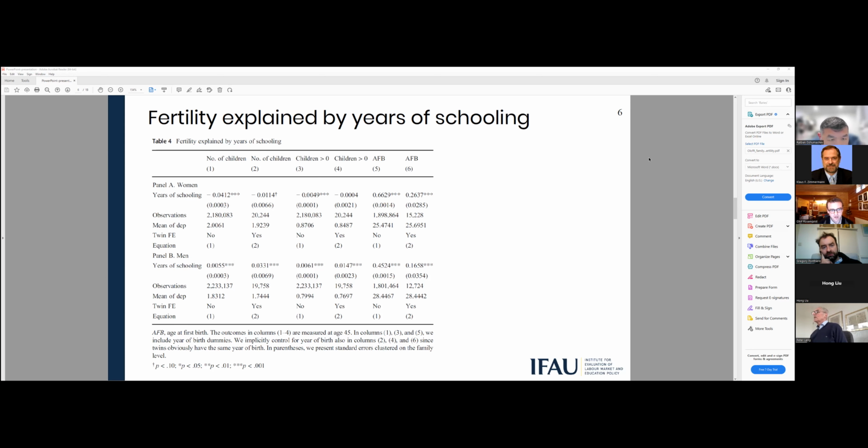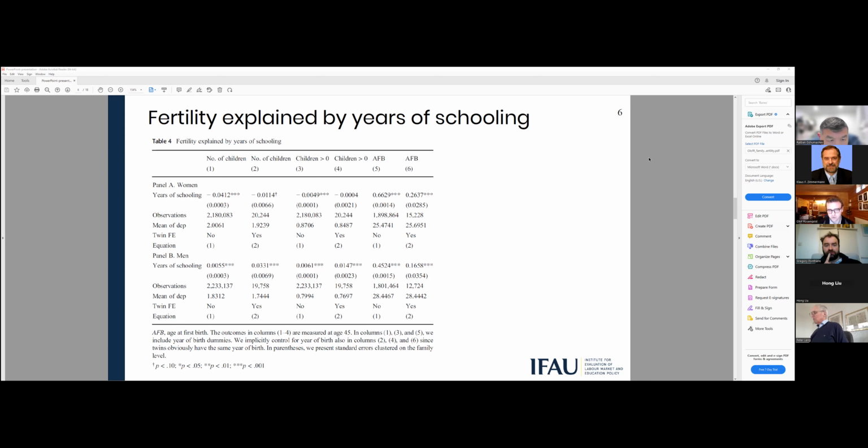If we look at men instead, here we see that we have a weak positive relation in the raw models 1 and 3. When we go to the twin fixed effect, we see this positive push again, so that the association between years of schooling and fertility gets more positive and really firmly on the positive side.